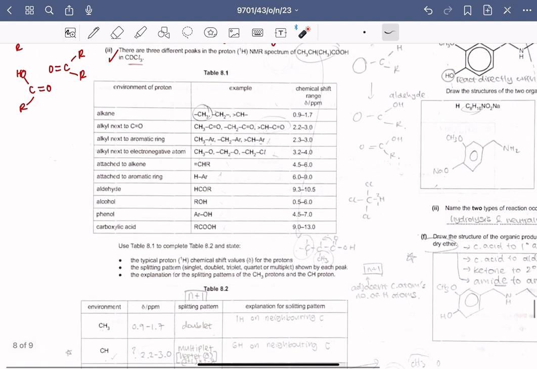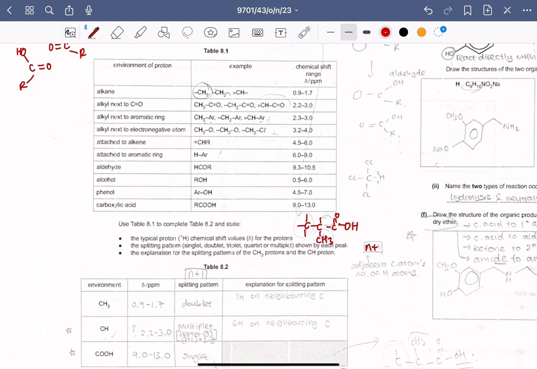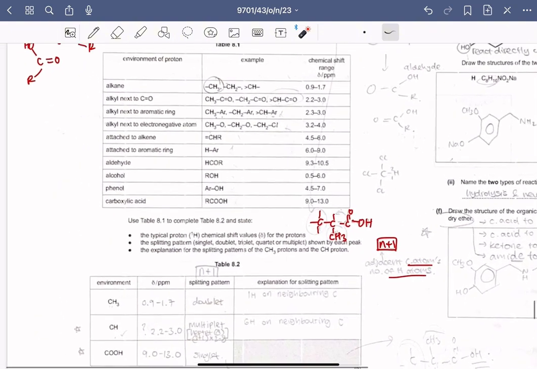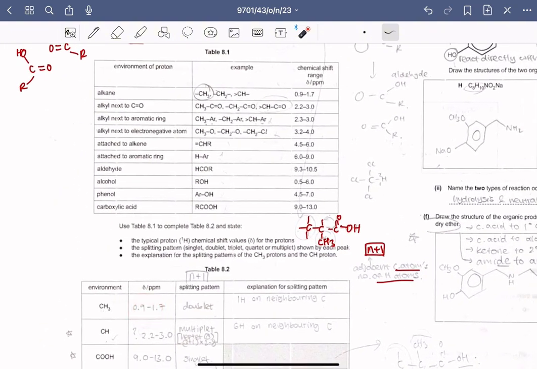So first thing you should do is draw this compound, CH3 bonded to CH, bonded to CH3 group, bonded to COOH. For the splitting pattern, there's a formula n+1, where n represents the number of H atoms on the adjacent carbon atom. Each of the CH3 has a neighboring carbon atom bonded to one H atom, and therefore it is 1 plus 1 equals 2, so the splitting pattern is a doublet. The explanation is because there is one H on a neighboring carbon atom. The chemical shift value is 0.9 to 1.7 because it is an alkyl CH3 group.